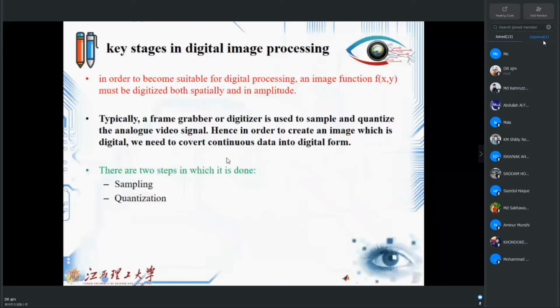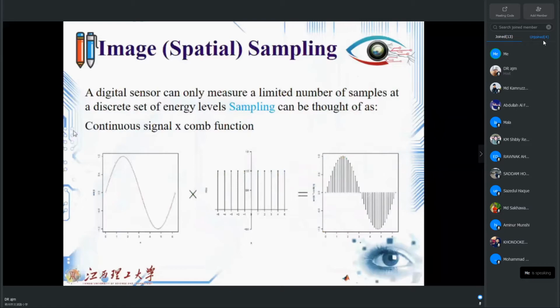Let's go more. What is really sampling? Sampling in the real world is something like cutting the image. As your book said, digital sensors can only measure a limited number of samples, as a discrete set of energy levels. And sampling can be seen as the continuous signal X multiplied by a comb function, as you will see.